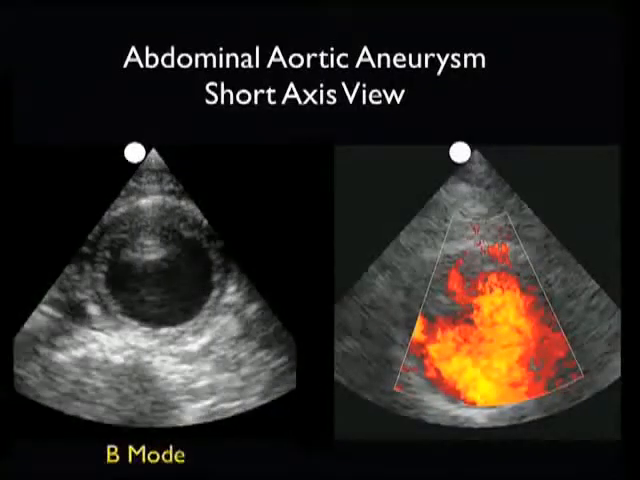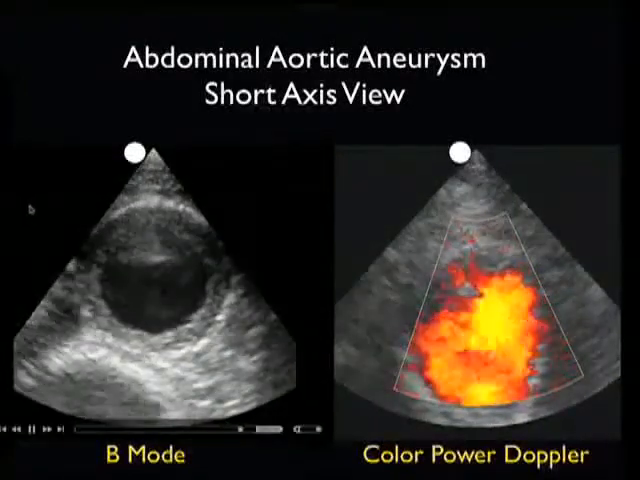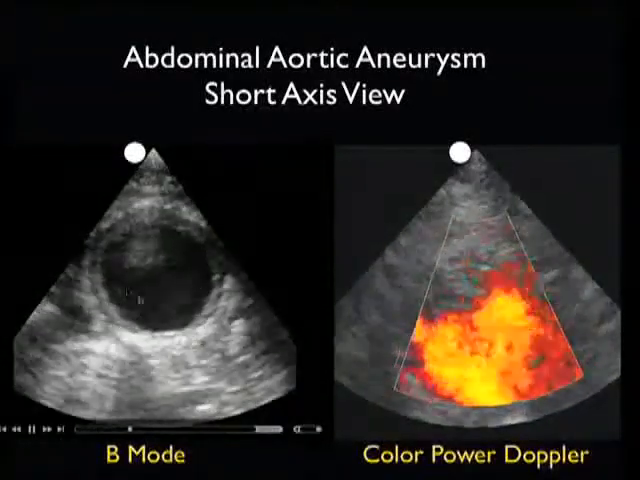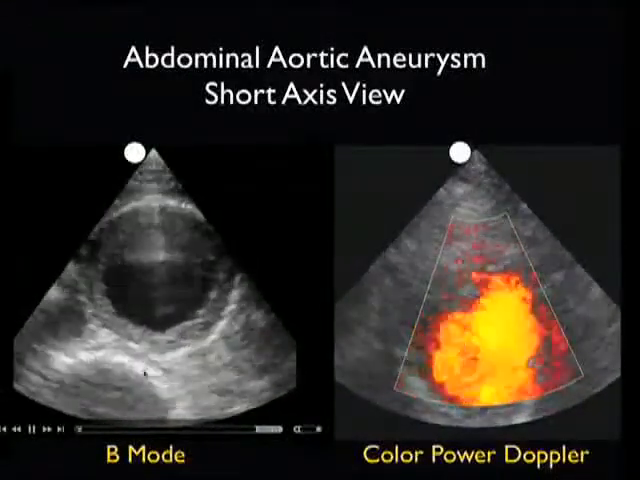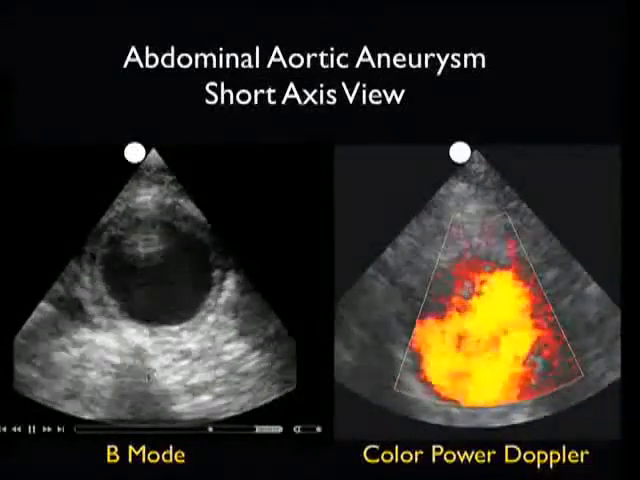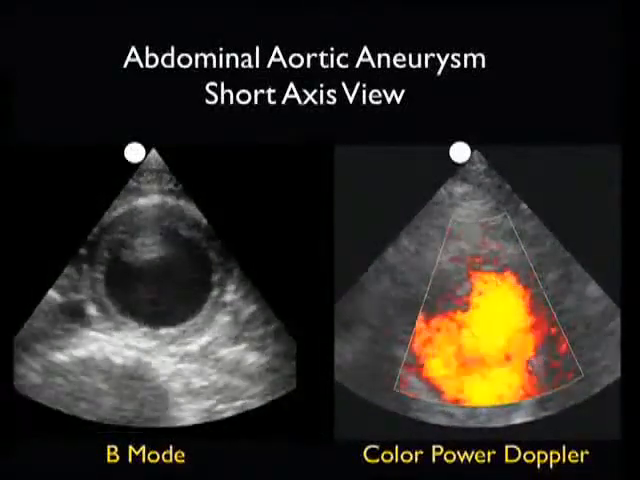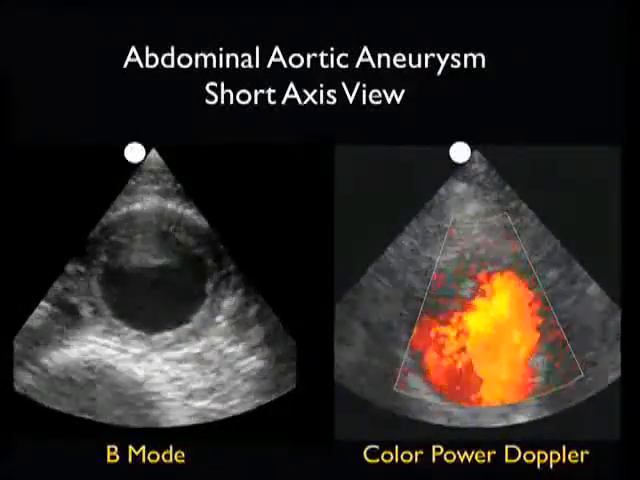Here's a short axis view of a very large abdominal aortic aneurysm in a patient who presented to the emergency department with abdominal and back pain. With a small indicator arrow, I'm showing in the B mode image towards the left the large AAA, and there's the spine, which is our landmark for determination of the aorta. And we can see the color power Doppler image towards the right, showing pulsations of blood within this very large AAA.